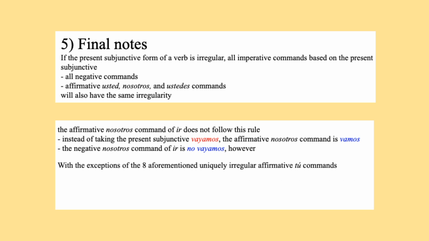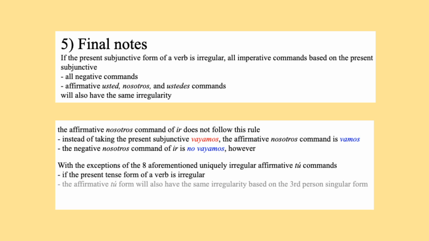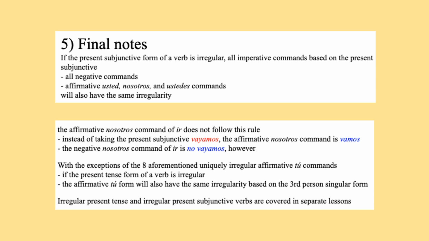And with the exception of the eight aforementioned uniquely irregular affirmative tú commands, if the present tense form of a verb is irregular, then the affirmative tú command form will also have the same irregularity that it does in the third person singular present tense. And we will cover all the other irregular verbs in Unit 3.